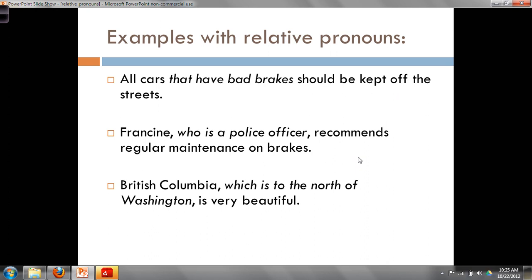Next example, Francine, who is a police officer, recommends regular maintenance of brakes. In this case, who is our relative pronoun. Who is a police officer is the dependent clause, and who is referring to Francine. Francine is the one who is a police officer. Another example, British Columbia, which is to the north of Washington, is very beautiful. This time we've used which as our relative pronoun. Again, the phrase in italics is our dependent clause, and which is referring to British Columbia.